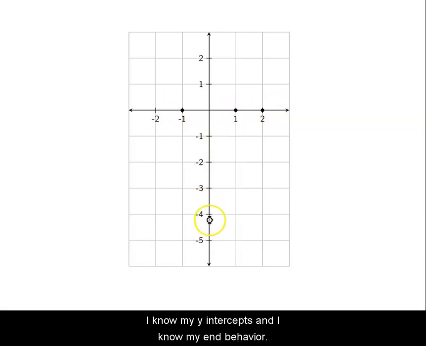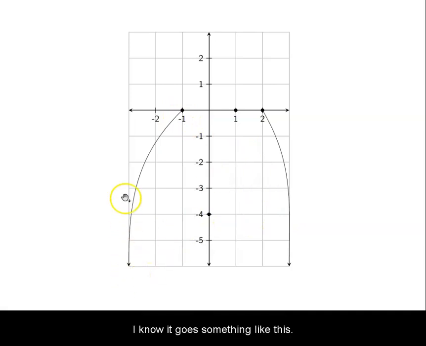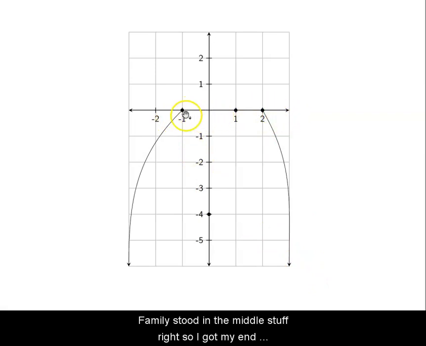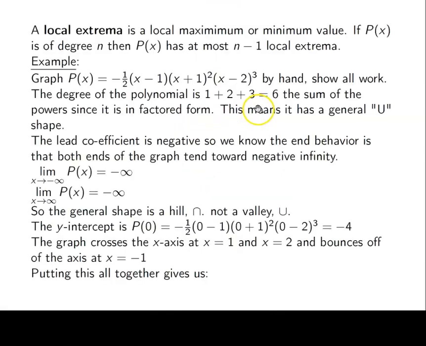I know my y-intercept, and I know my end behavior. I know it goes something like this, because now I'm only interested in the middle stuff. So I got my end behavior. I know I go down and down because it's generally a U shape. I know I'm going to have to cross the x-axis at this point. So now I need to focus on what happens in the middle.